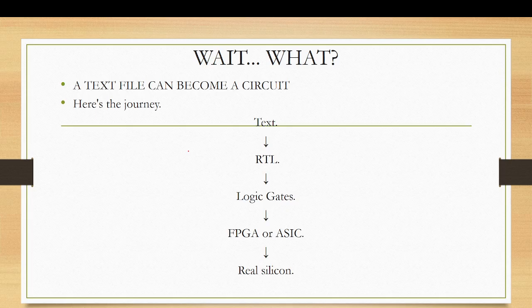Let's zoom out. How does a text file become hardware? Here is the journey. Text, then RTL, then logic gates, then FPGA or ASIC, then real silicon. So this is the journey. First we write text, then RTL, logic gates, FPGA or ASIC, real silicon. Every CPU, every GPU, every AI accelerator starts somewhere along this path. And today you are taking the very first step.